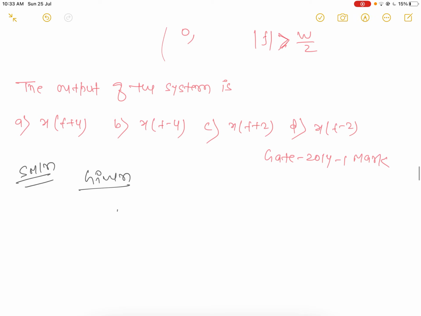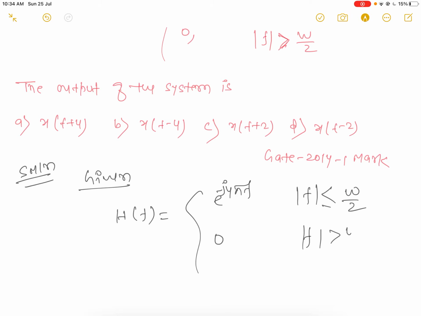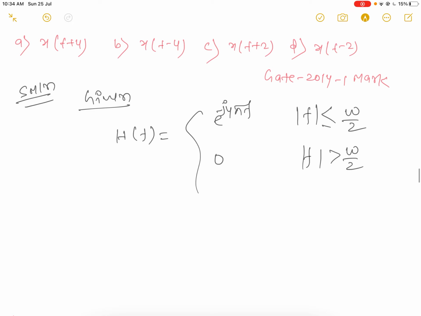given Hf is equal to e to the power minus j4 pi f for mod f less than omega by 2 and 0 otherwise. So the mod of Hf will be 1 because of Euler's formula. This one will be 1.